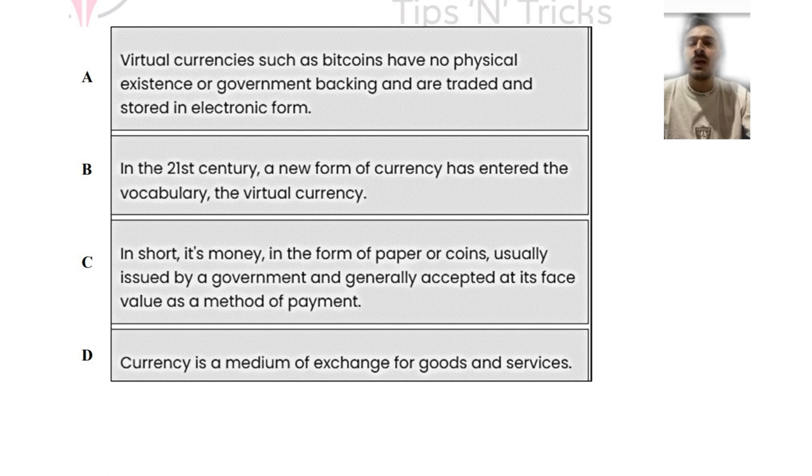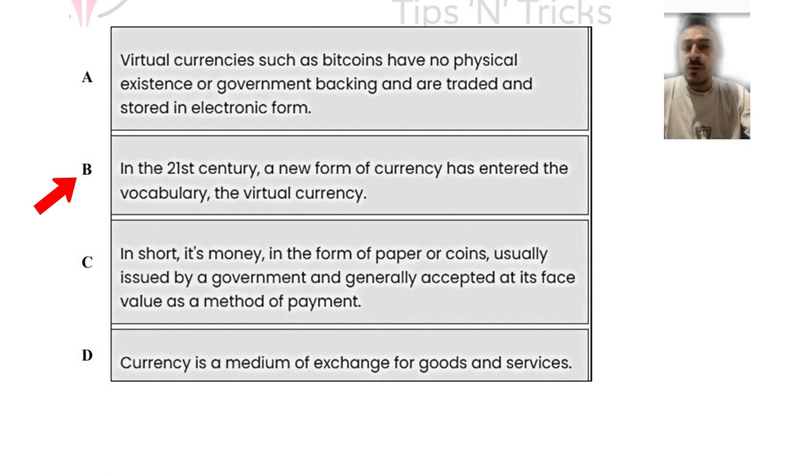So let's start with option number A. Virtual currencies such as bitcoins. Oh my god. So this question is based on bitcoins. Who is investing in crypto or who has already invested in crypto? Just comment. Joking apart. So let's focus on your question again. Virtual currencies such as bitcoins have no physical existence or government backing and are traded and stored in electronic form. Remember one thing, guys, if you relate any reorder paragraph or any fill in the blanks to your real life, then definitely you can solve your question very easily.